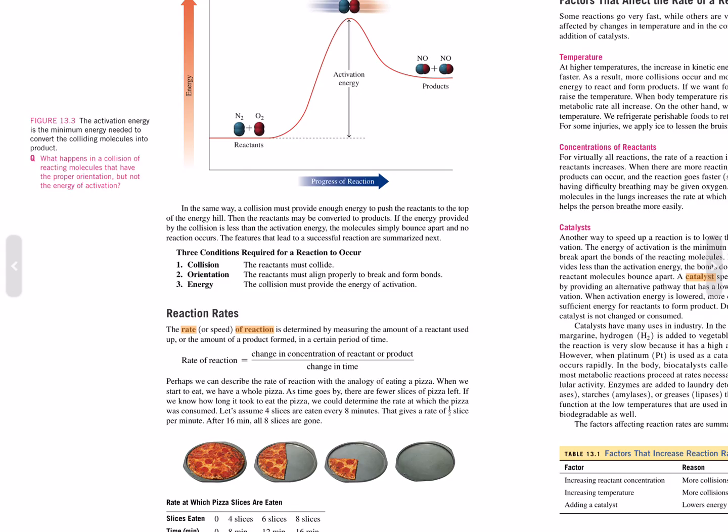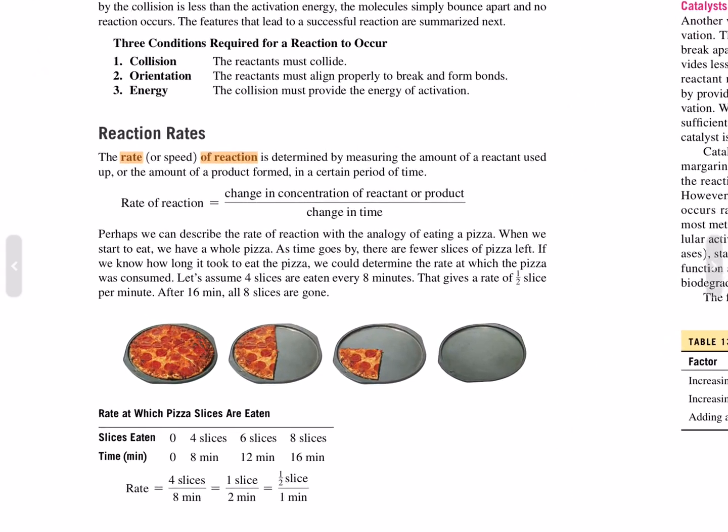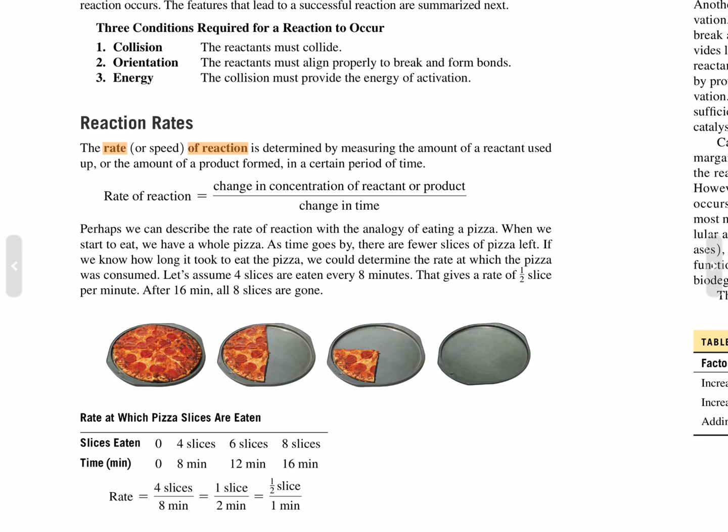Reaction rates. The rate or speed of reaction is determined by measuring the amount of reactant used up or the amount of product formed in a certain period of time. The rate of reaction is the change in concentration of reactant or product over the change in time.